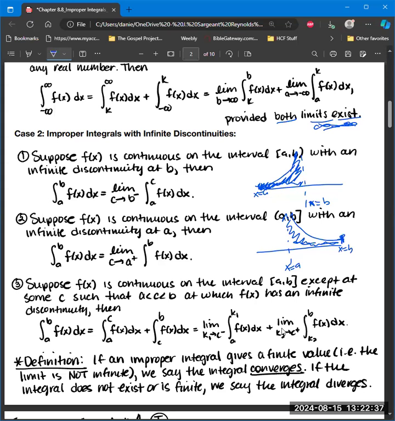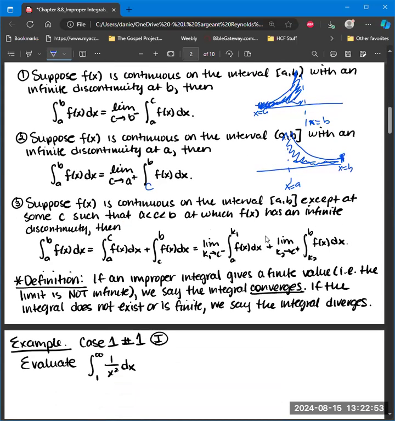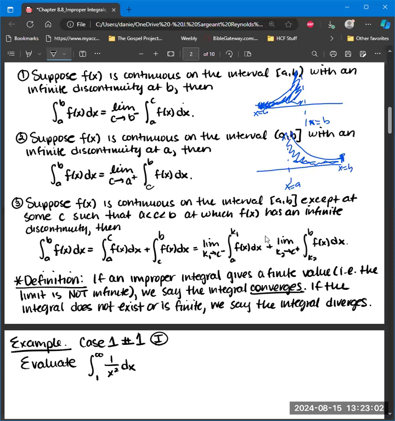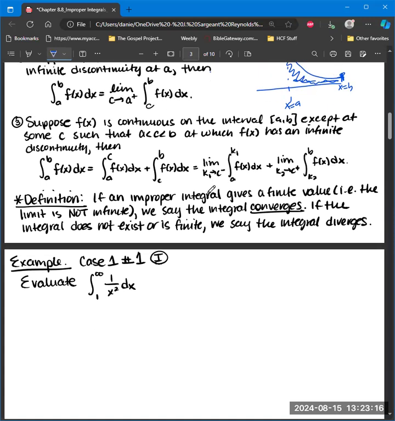We want to know if I replace this lower limit with a c and take the limit as c approaches a from the right of the integral of f of x dx. Then if that limit exists, the integral converges. If that limit does not exist, the integral diverges.